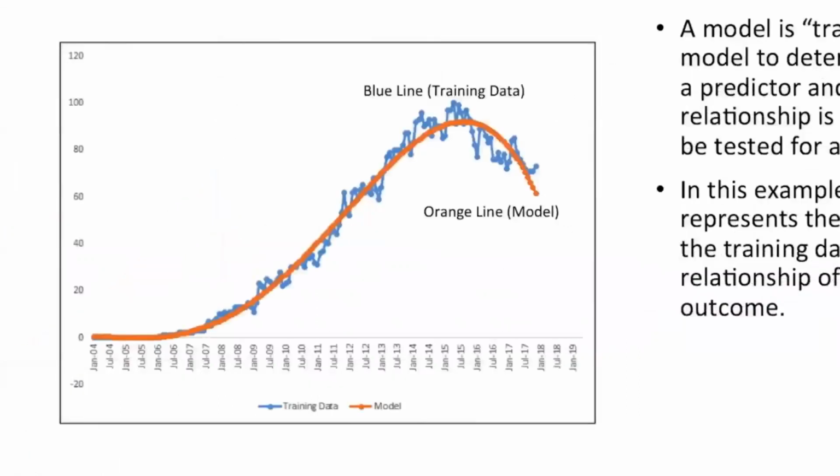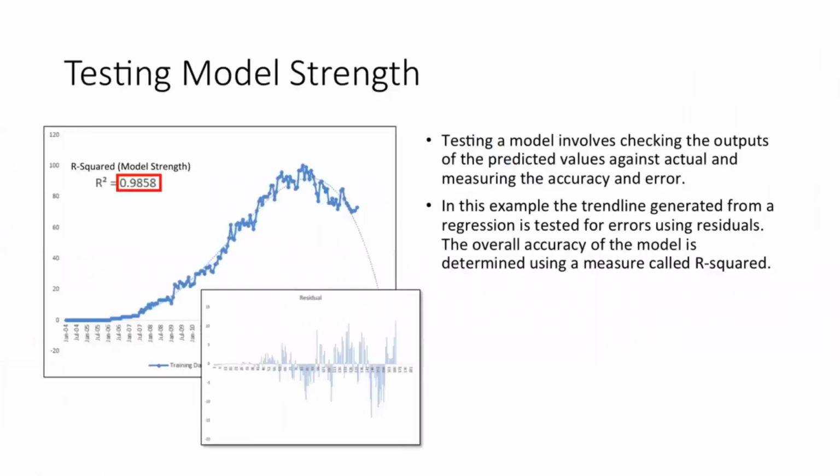In this example, a regression trend line, which is the orange line, represents the model that was trained on the training data, or the blue line. The shape of the trend line is the relationship that is modeled by this algorithm. Once you've surfaced a relationship, you have to test it. How do you know if the model is good or bad? How do you know if the model is accurate?